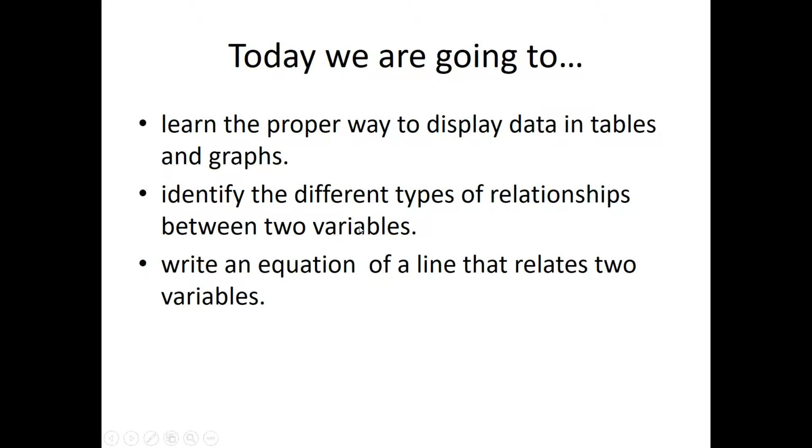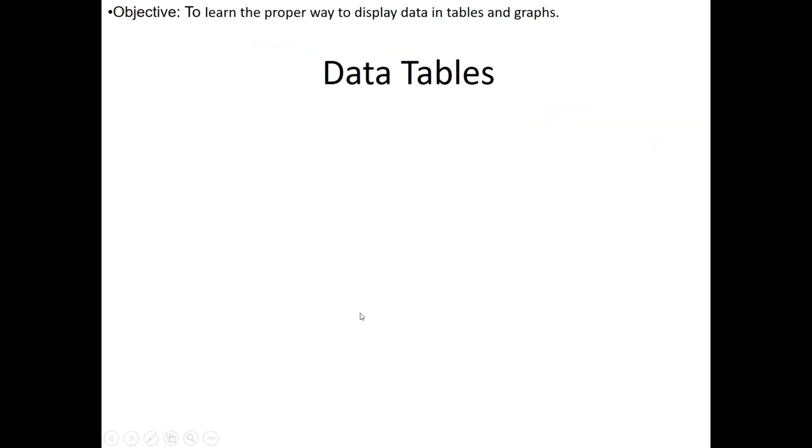Today we're going to learn the proper way to display data in tables and graphs. Then we're going to identify the different types of relationships between the two variables. And then we're going to write an equation of a line that relates the two variables. All right, so let's start with data tables and graphs.